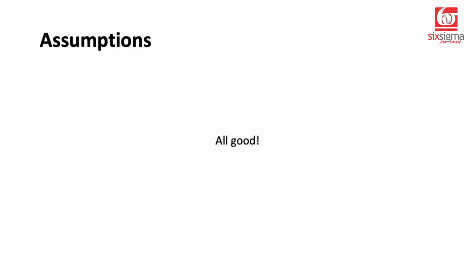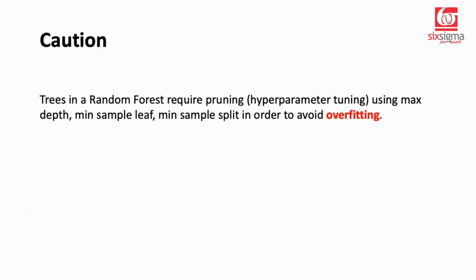Once again, in terms of assumptions, everything is great here, just like decision trees, because the fundamental unit of a random forest is just a tree. Pretty intuitive. So if the assumptions are identical, the cautions would also be somewhat identical. Trees in a random forest again require pruning. So those hyperparameters that we talked about in case of a decision tree would be equally applicable here. And random forests, just like decision trees, are also likely to overfit. So we have to be very careful while pruning the trees.